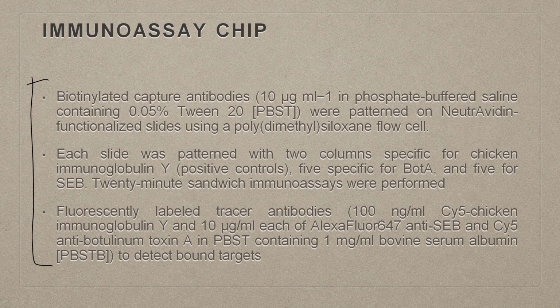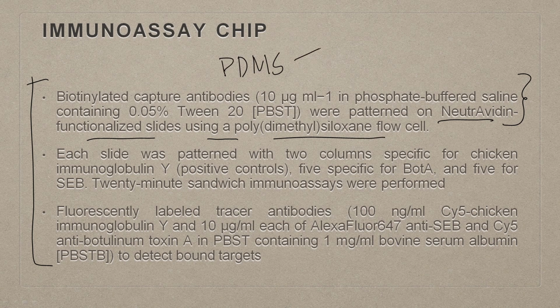Biotin-ligand capture antibodies in phosphate buffer saline containing Tween, which is a kind of detergent, were patterned on neutravidin functionalized slides using PDMS flow cells. PDMS is a common element for developing microfluidic chambers and BioMEMS chambers. Each slide was patterned with 2 columns specific for chicken immunoglobulin Y positive control, 5 specific for botulinum toxin A and 5 for SEB.